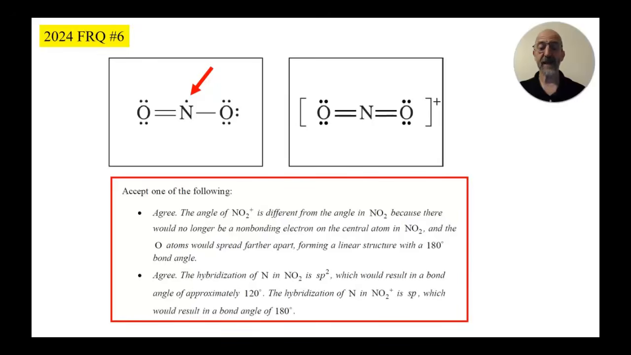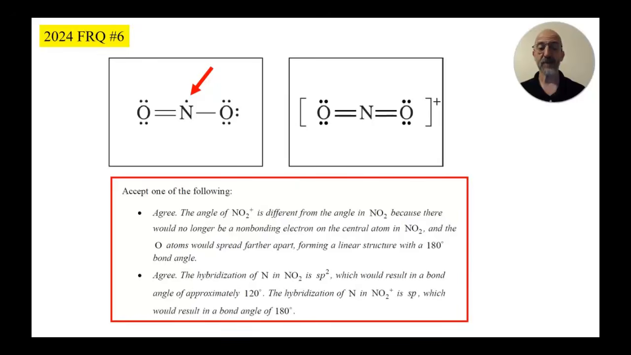Yes, I agree, as in the bond angles are different because the angle of NO2 plus is different from the angle in NO2, because there would no longer be a non-bonding electron on the central atom in NO2 plus, and the oxygen atoms would spread farther apart, forming a linear structure with a different angle of 180 degrees. I don't know what the bond angle is in NO2, but it's not 180 degrees.